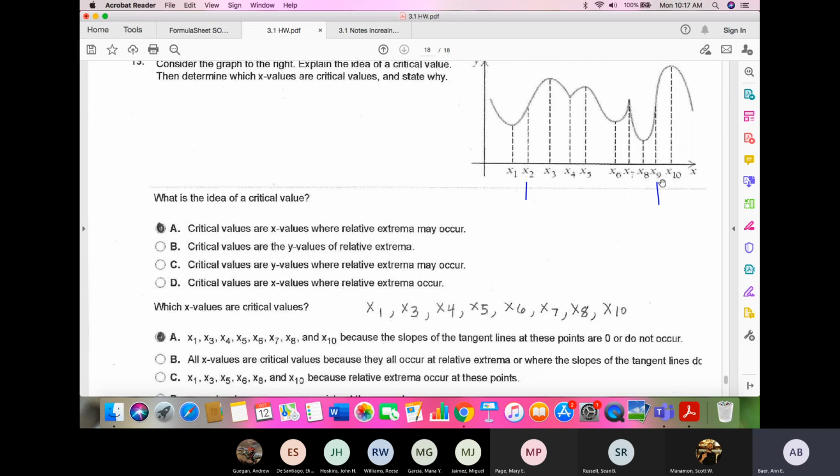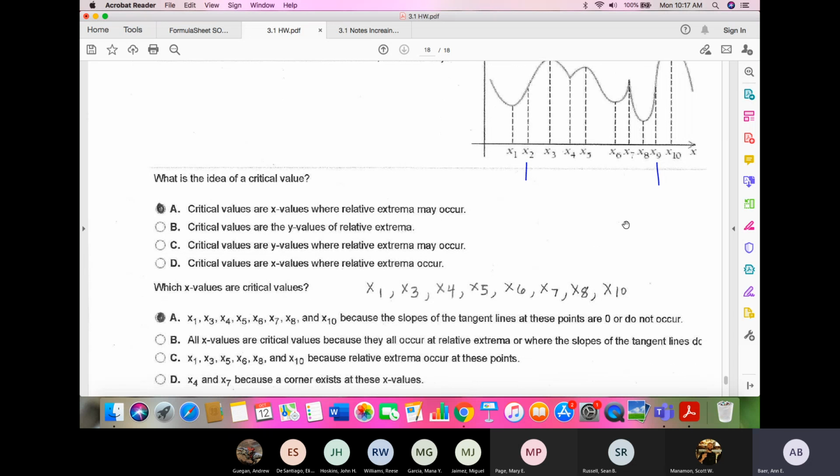So x3, you do want to include in your list of critical values. And just one more over here, x sub 9 is right here. There's no change from increasing to decreasing. It's totally increasing through here. So x9 I did not include because there is no critical number with that, because there's no change from increasing to decreasing or decreasing to increasing. There's no relative extreme point there.